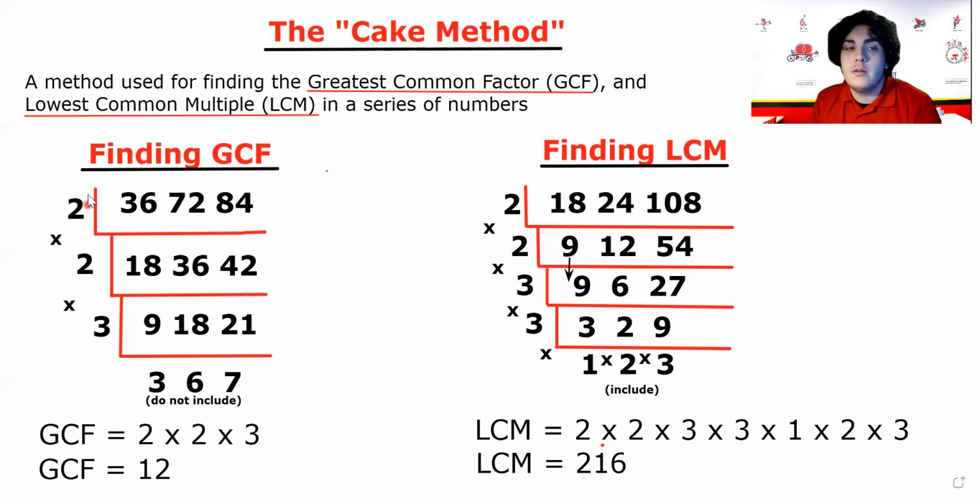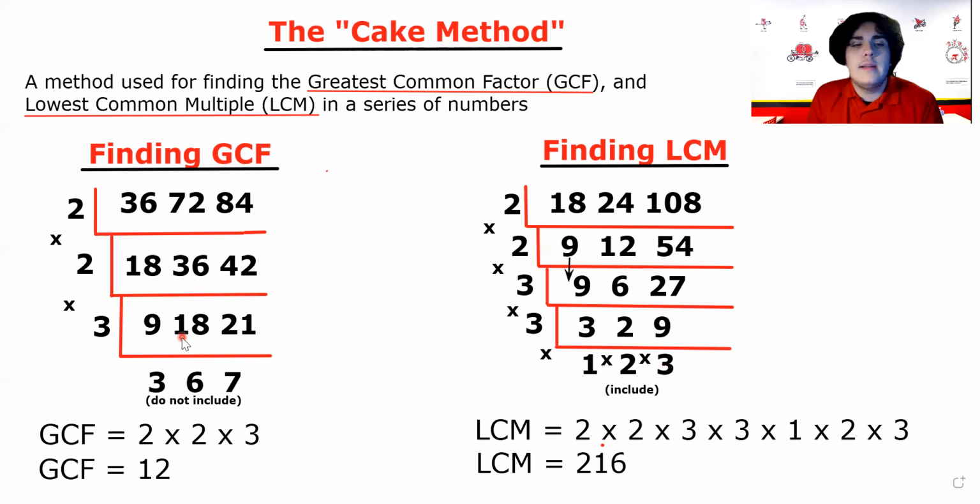Any numbers which I divide out go on the outside, and the remaining numbers drop down to the next layer of the cake. So half of 36 is 18. Half of 72 is 36. And half of 84 is 42. Now look at these three numbers, 18, 36, and 42. I can do the same thing. They're all even numbers, which means they can all be split in half. Once again, I write the 2 on the outside, and I take half of each of the numbers. Half of 18 is 9, half of 36 is 18, and half of 42 is 21.